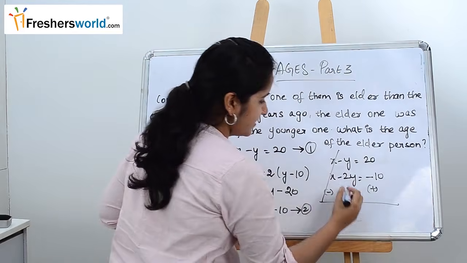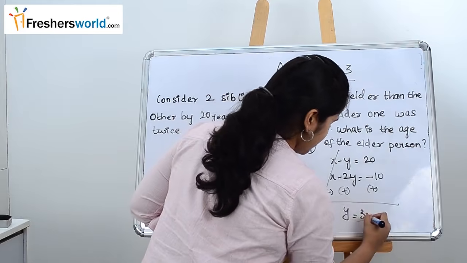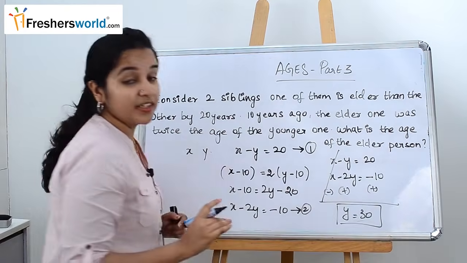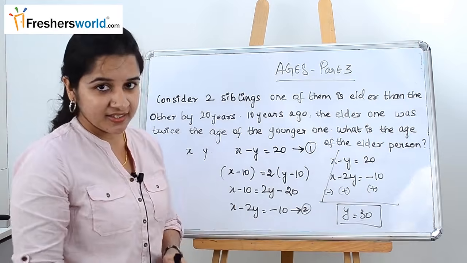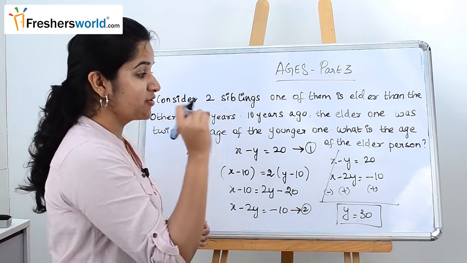X gets cancelled. This becomes y. So, y is equal to 30. So, y is nothing but your younger sibling. So, are they asking that in the question? No. What is the age of the elder person?